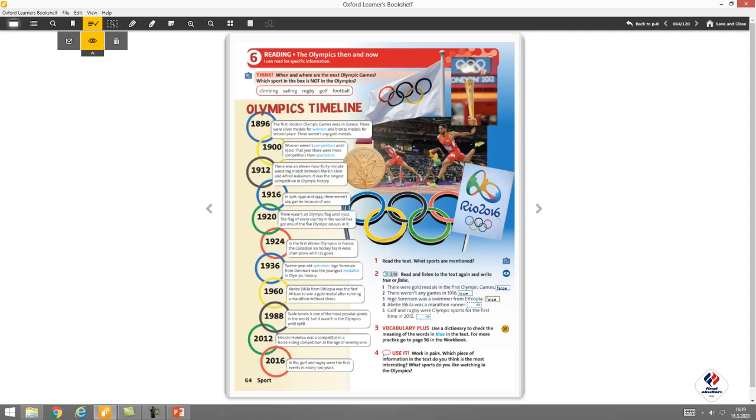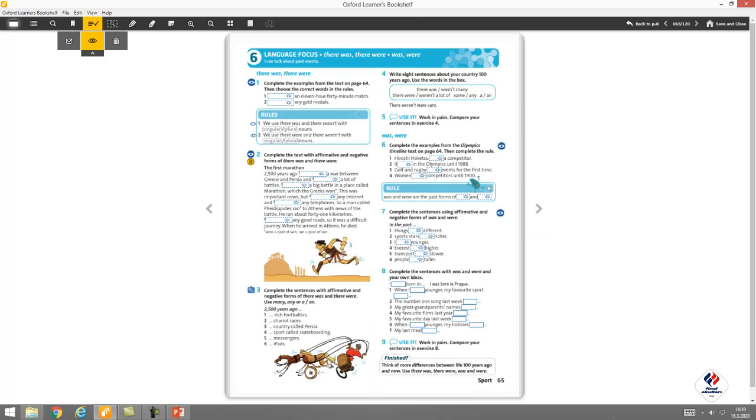False, true, and false. Okay. Now I'm moving to the next page, page 65, and here we have there was and there were grammar patterns.